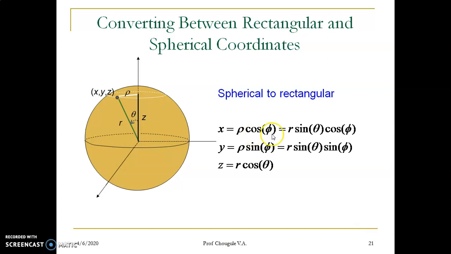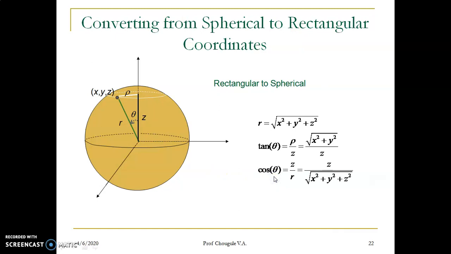x equals rho cos phi, that is r sin theta cos phi; y equals r sin theta sin phi; z equals r cos theta. In the inverse way, r equals the square root of x square plus y square plus z square, tan theta, and so on. These give you the relation between x, y, z and r, theta, phi.